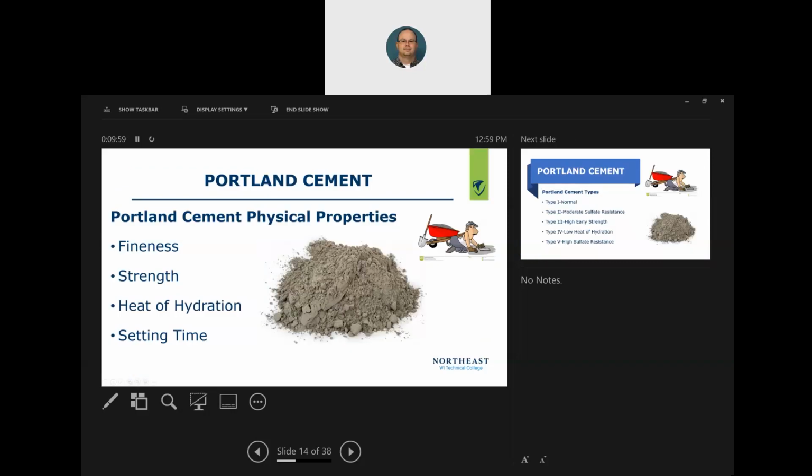Okay, Portland cement physical properties. All right, fineness. Basically, that's how fine it is ground. The finer it is, the faster it'll hydrate. Strength: they make strength specimens of just pure Portland cement, and then they'll crush it to see how strong it is. Heat of hydration, that's how fast it'll cure, and then setting time.